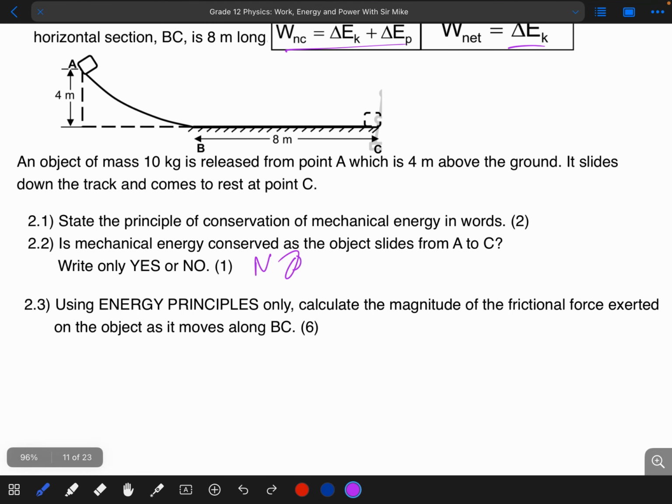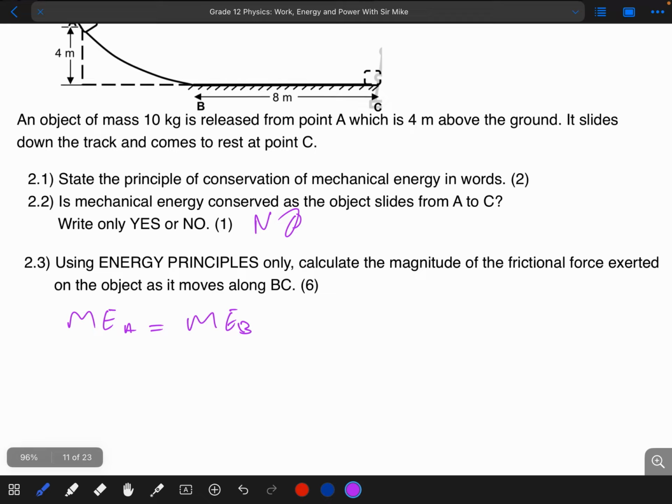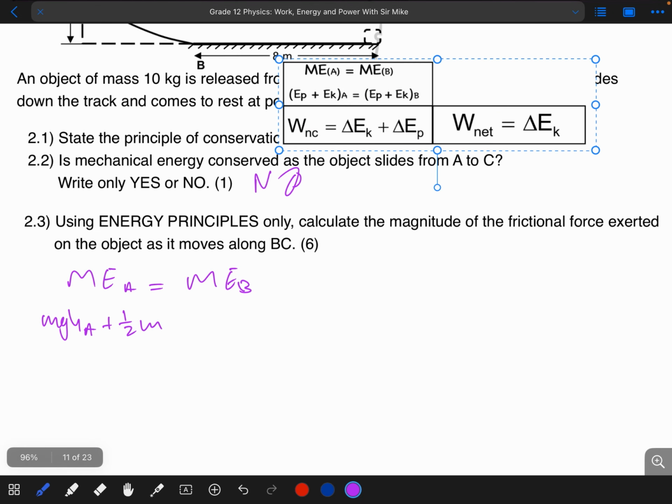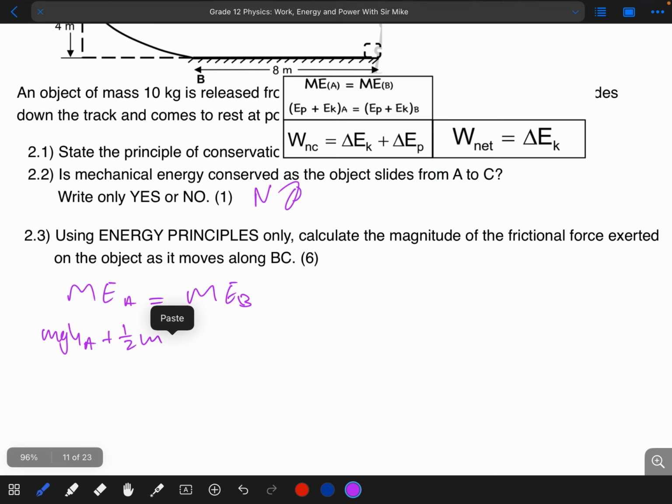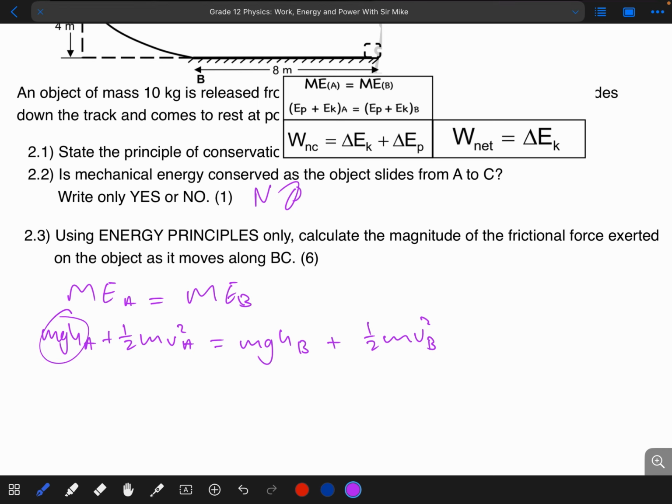So the mechanical energy at point A will be equal to the mechanical energy of the object at point B. We can expand this to be mgh at point A plus a half multiplied by the mass, multiplied by the speed squared at point A. This will be equal to mgh at point B plus half mv squared at point B. So the mechanical energy of the object before is equal to the mechanical energy of the object after.